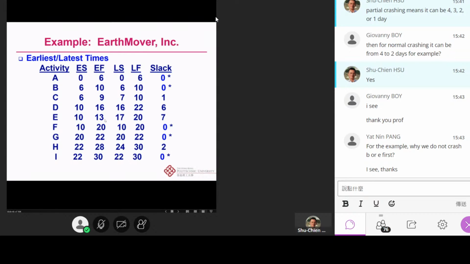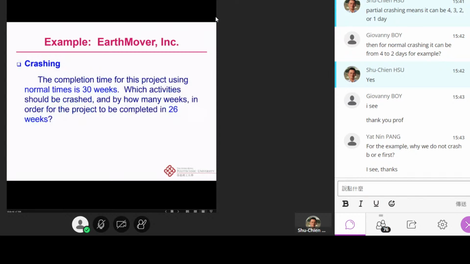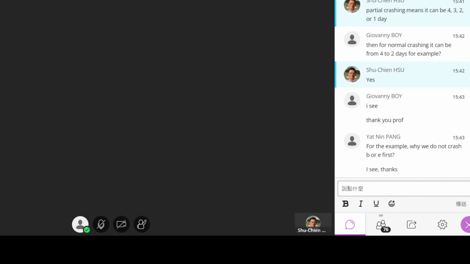If we have this kind of table, then we can notice that the critical path will be A, B, F, G, and I. These are all the critical tasks in that path. So we find the critical activities and also the other information from other tasks. How can we do crashing after we obtain all this information from the network?